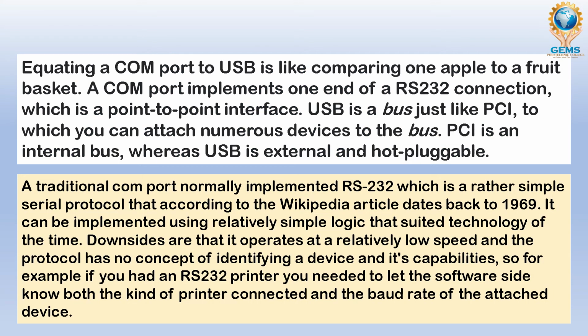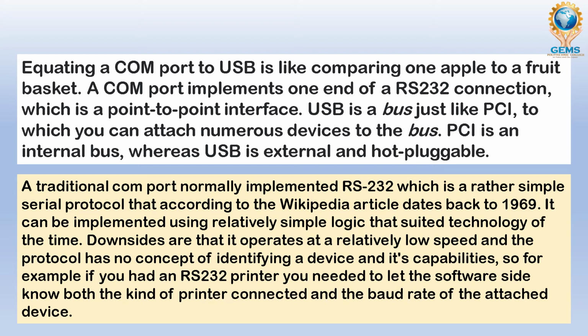So equating a COM port to USB is like comparing one apple to a fruit basket. A COM port implements one end of an RS-232 connection, which is a point-to-point interface. COM port means point to point. Point to point means it has only one point to point connection. It has separate pins, and a particular pin can communicate with that particular address only.